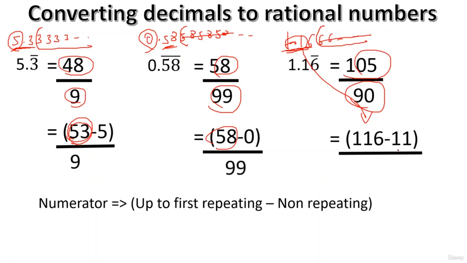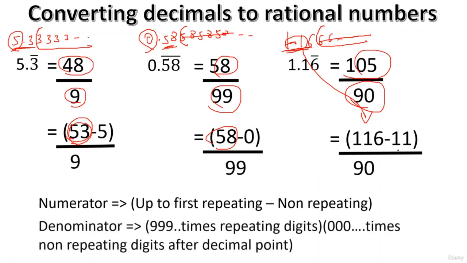In the second question we had 2 nines. In the third one we had a 9 and a 0. कैसे मालूम पड़ा ये? देखो, the number of nines corresponds to the number of repeating digits. In the first question you had 5.3, only 3 repeats, right? So we have only 1 9 in the denominator. In the next question 0.58, 5 and 8, 2 digits are repeating, so we have 9 9. Okay. In the last question 1.16, okay, 6 is the repeating digit, right? Only one digit repeats, so we have only 1 9.